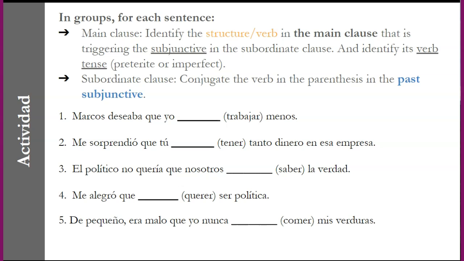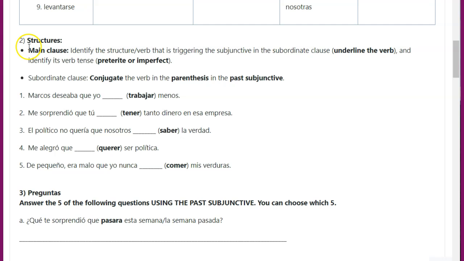Then we have exercise number 2. Here in the same assignment you have número 2, structures. I want you to identify in the main clause the structure verb that is triggering the subjunctive in the subordinate clause. I want you to underline that verb and identify its verb tense, if it's in the predicate or in the imperfect.